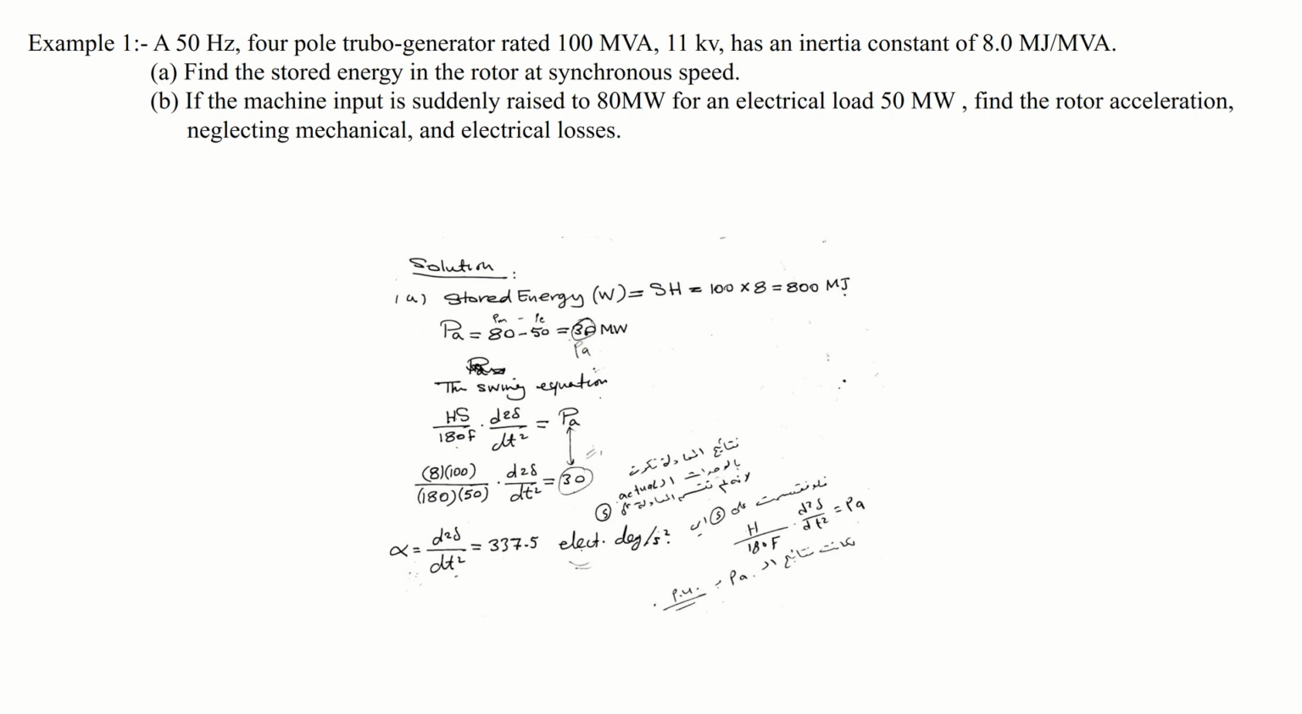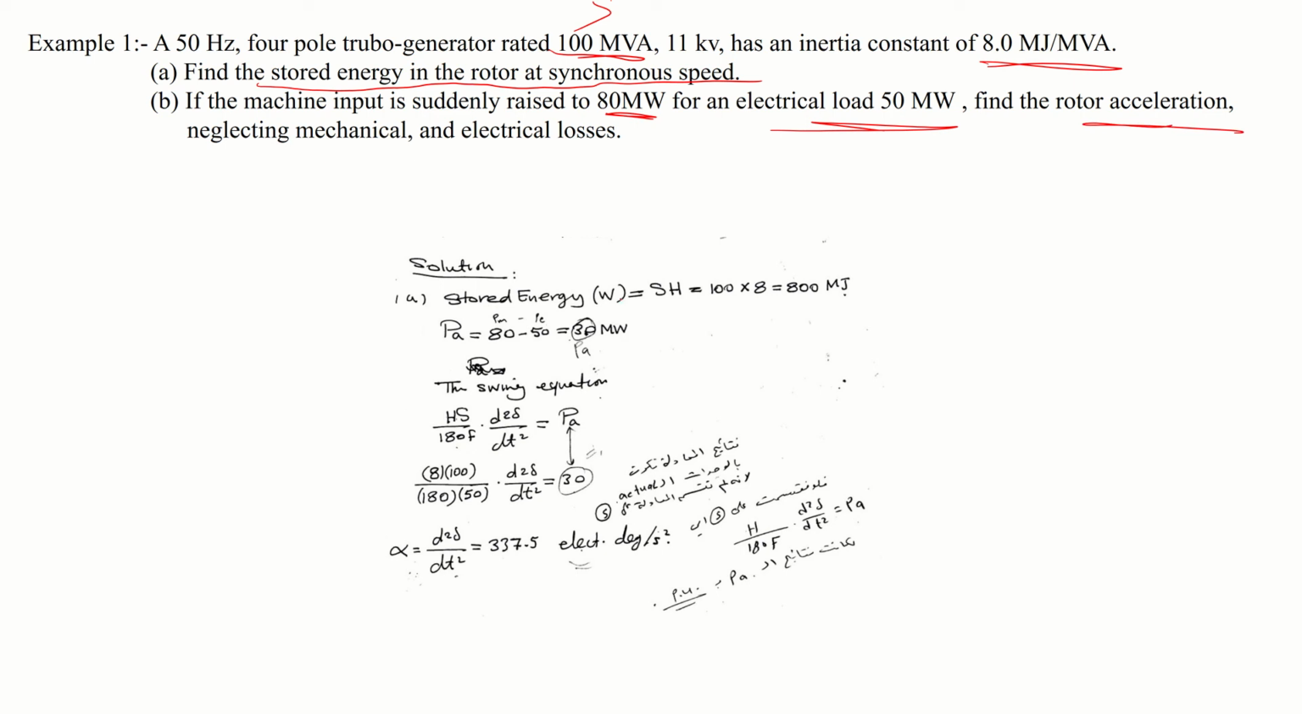Now let's take an example to see what this means. First example: a 50 Hz turbo generator rated at 100 megavolt ampere and 11 kilovolt has an inertia constant of 8 megajoule per megavolt ampere. Find the energy stored in the rotor at synchronous speed, and if the machine input is suddenly raised to 80 megawatt and electrical power is 50, find the rotor acceleration, neglecting mechanical and electrical losses.